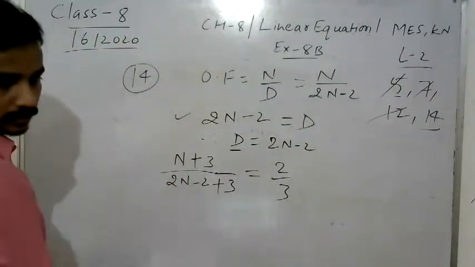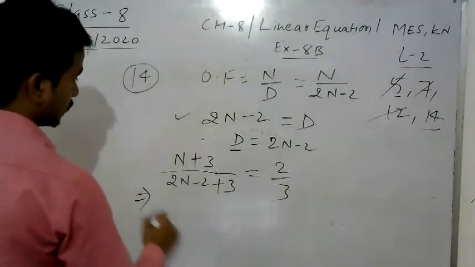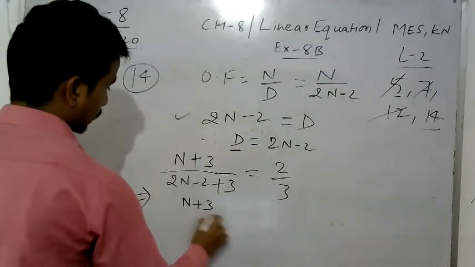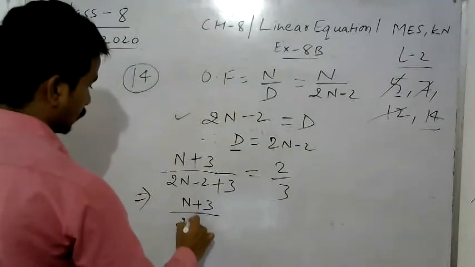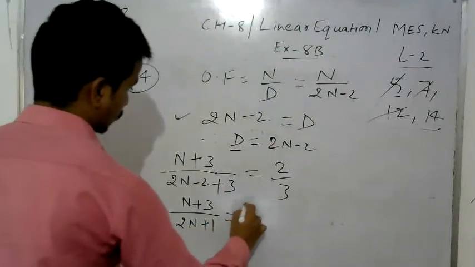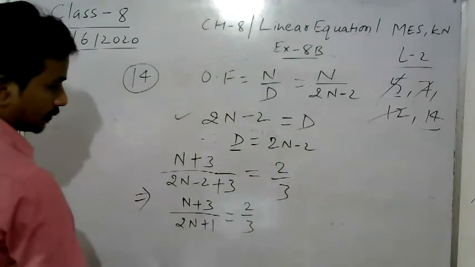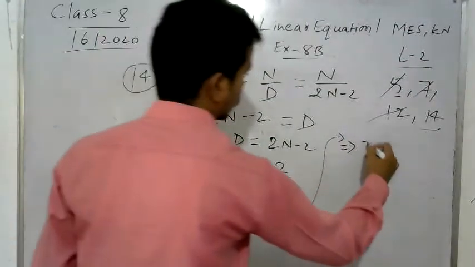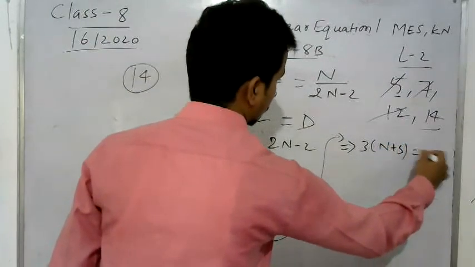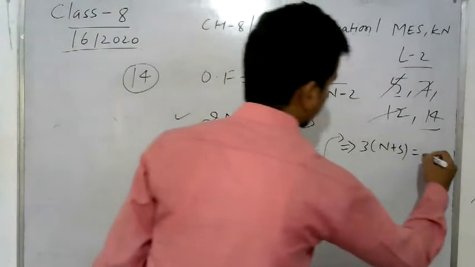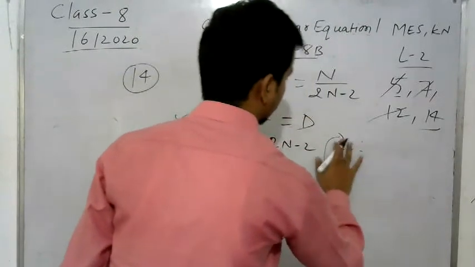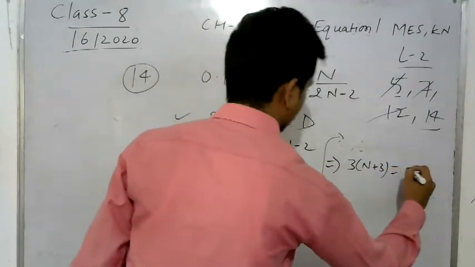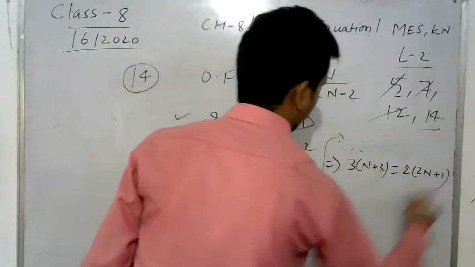Now you solve it in this way. We have found the equation. Now we have to solve it. This is n plus 3 divided by 2n plus 1 equals 2 by 3. Now you can do cross multiplication here. So if we do cross multiplication, you will get 3 into n plus 3 equals 2 into 2n plus 1.